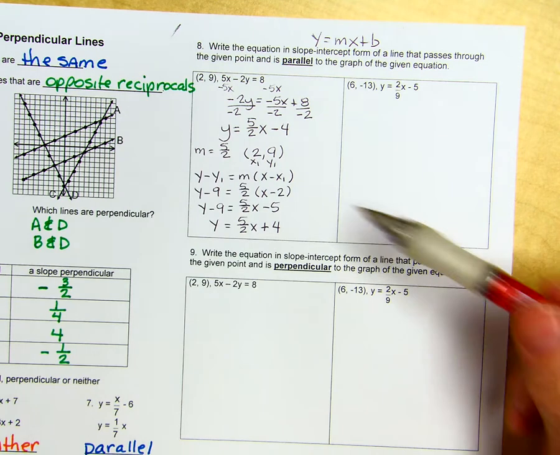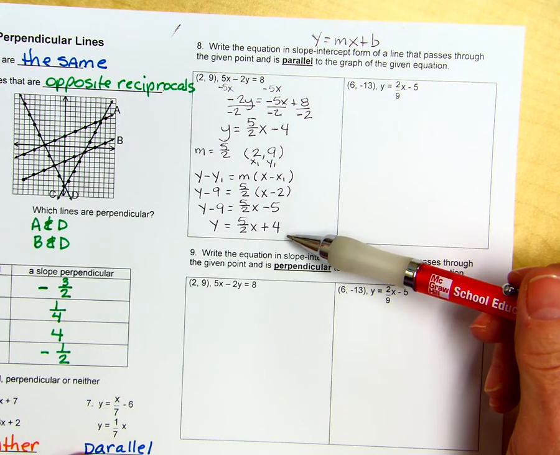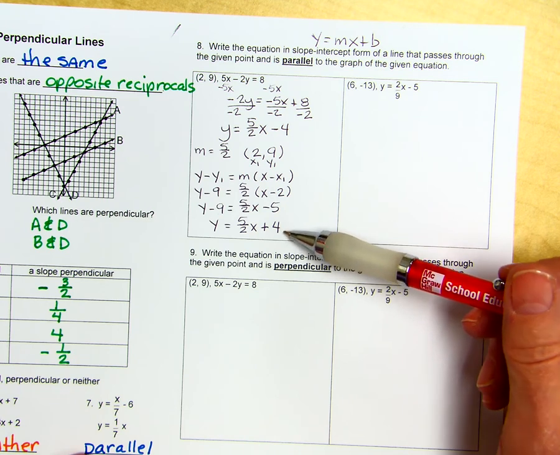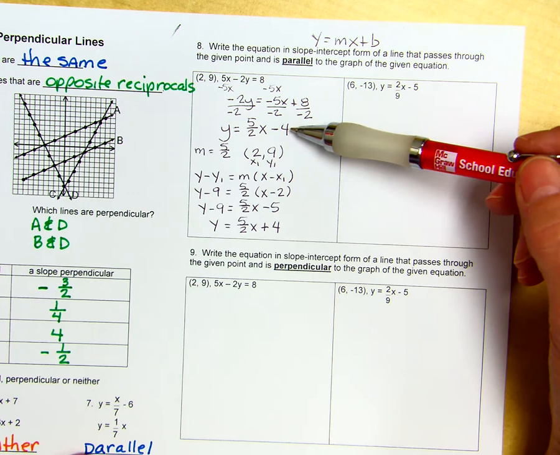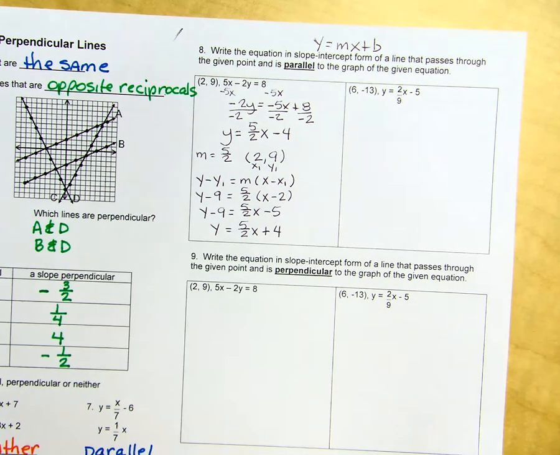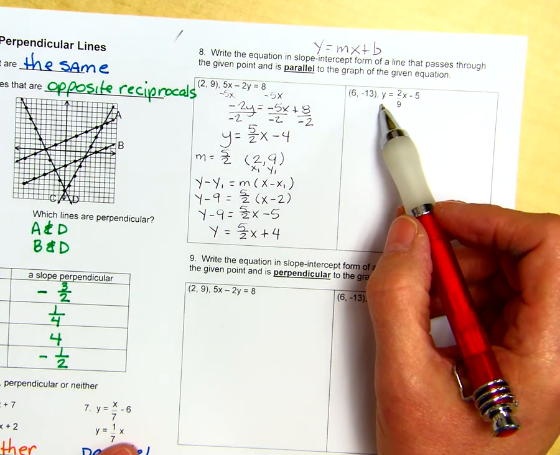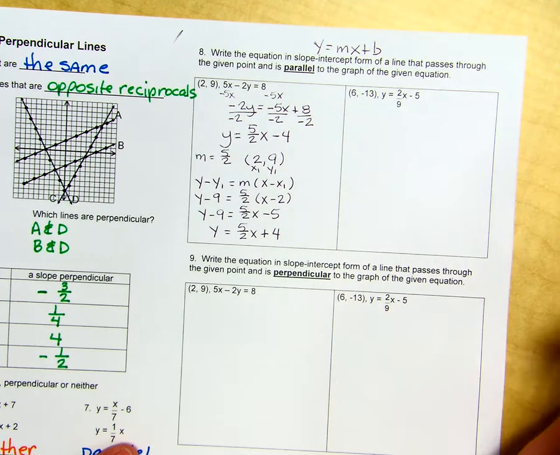And we have an equation here for the line: y equals 5 halves x plus 4. This is a line that is parallel to 5 halves x minus 4. They have the same slope.